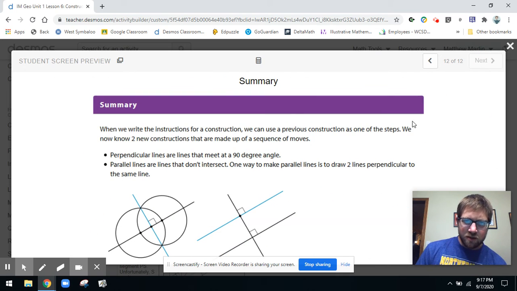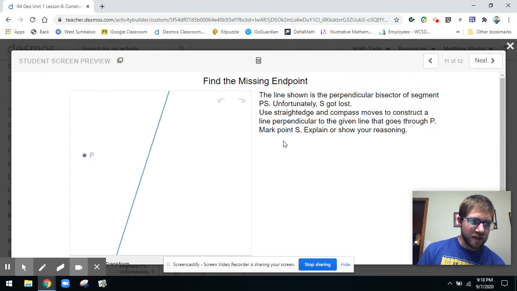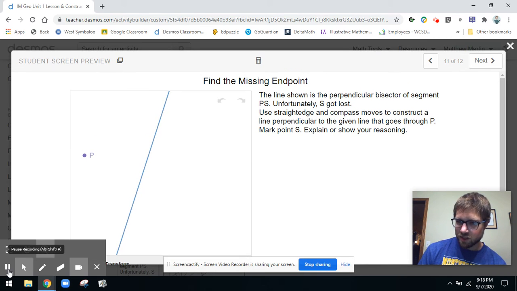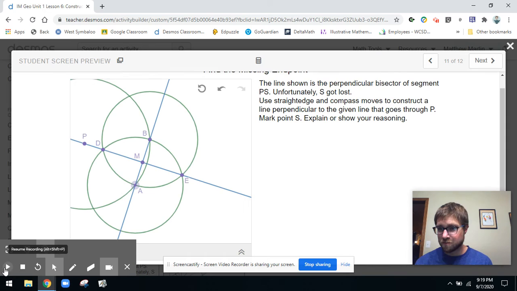Here's some notes if you want to write any of this down about what parallel lines and perpendicular lines are and all that jazz. And this is going to be the last activity. I'm going to pause and do some of it. If you want to pause and try some of it yourself, feel free to do that.